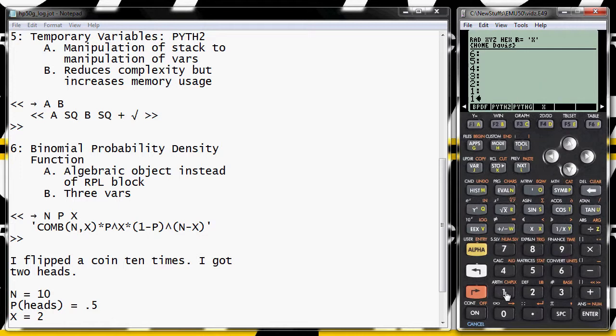So let's go ahead and do this. 10, half, and 2. Like I said, 10 trials, each with a probability of 1 half, 2 successes. BPDF, and it looks like our probability for getting 2 heads out of 10 coin flips is about 4.4%. And there you have it, temporary variables.